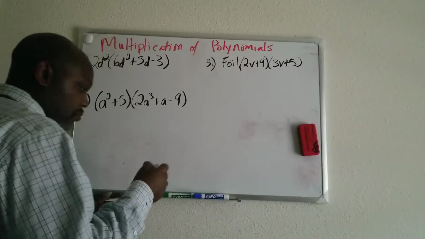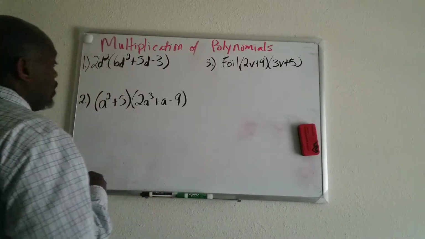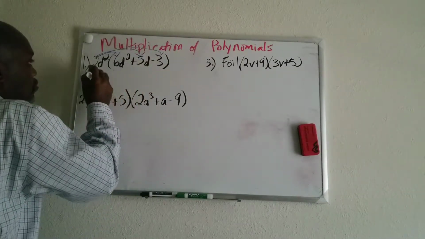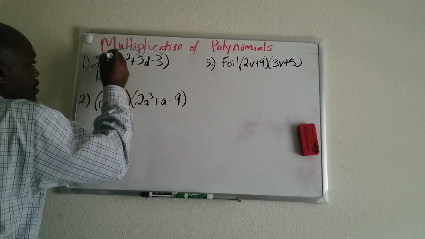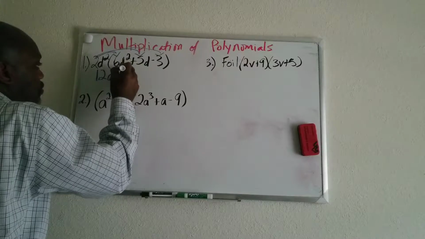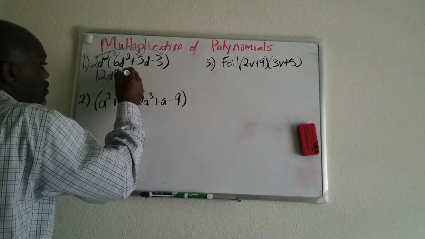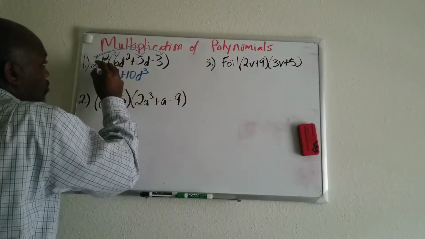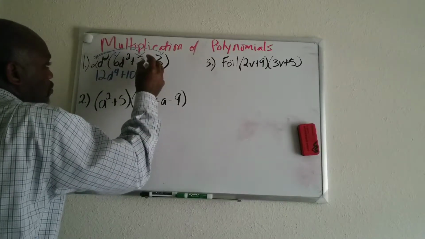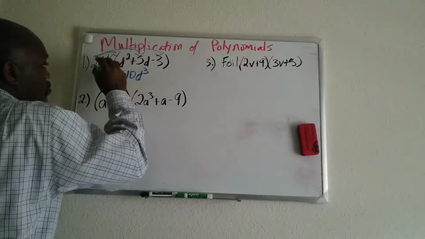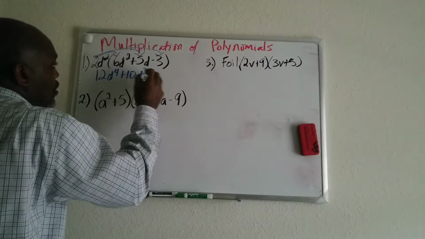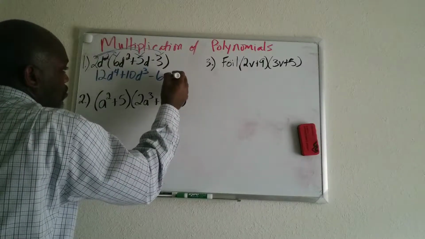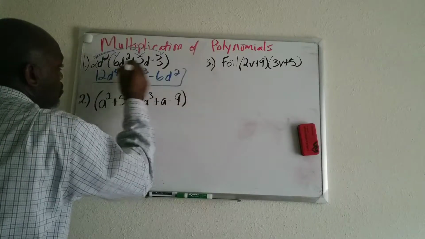So here we go. We are going to multiply this information. We're distributing the 2d squared. So 2 times 6 is 12. D squared times d squared is d to the 4th. Then 2 times 5 is positive 10. D squared times d is d to the 3rd, because remember, when we're multiplying with the same base, we add the exponents. And then 2 times negative 3 is negative 6, and d squared times 1 is d squared. So that is your answer.